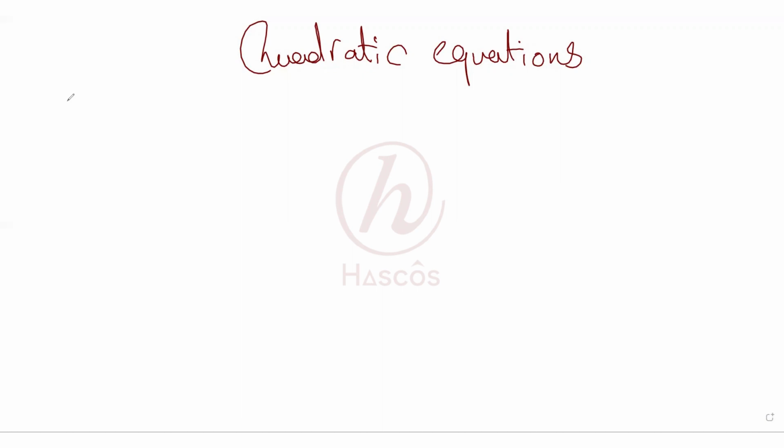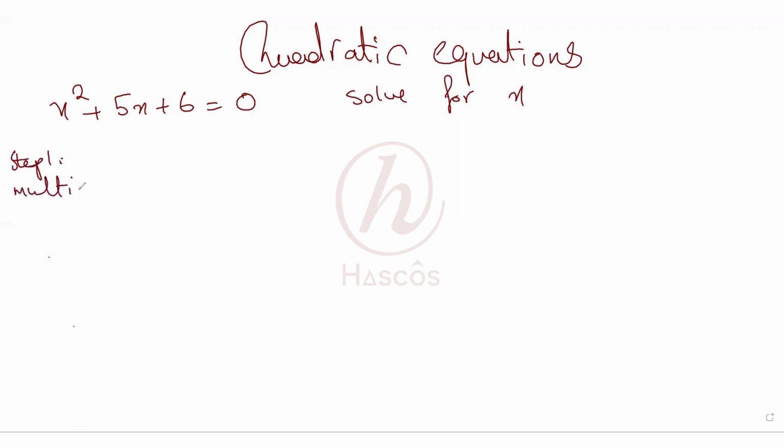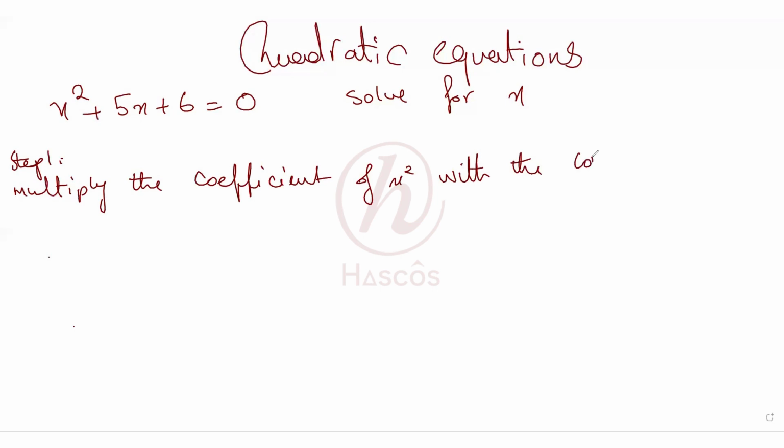So we're going to start off with an example: x square plus 5x plus 6 equals to 0. And we're going to solve this equation for x. We're going to break our work into step-by-step forms. Step number 1. Multiply the coefficient of x squared with the constant.